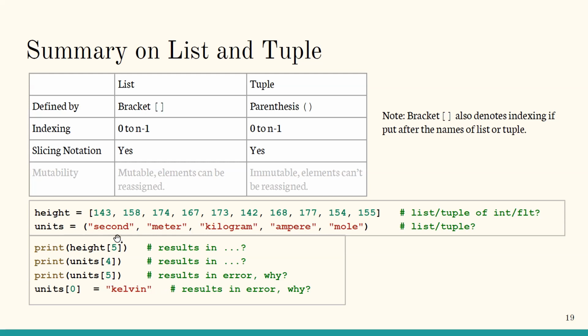Why? 0, 1, 2, 3, 4, because there's no 6th element in your units, right? 0, 1, 2, 3, 4, 5 is missing. Okay, there's nothing in. It's reading nothing. Okay. And what about this one?